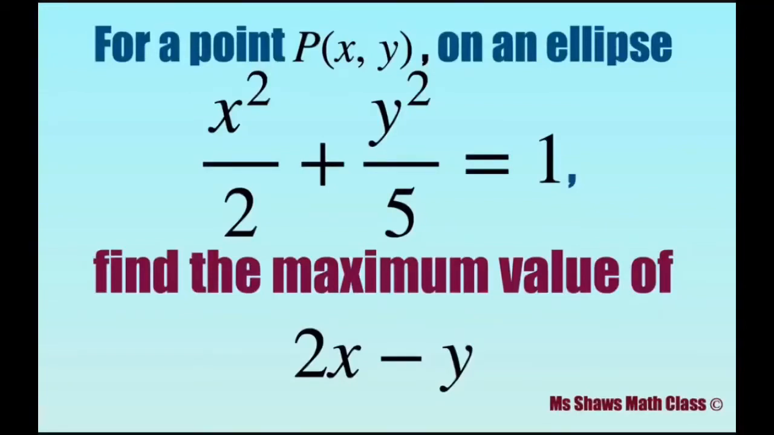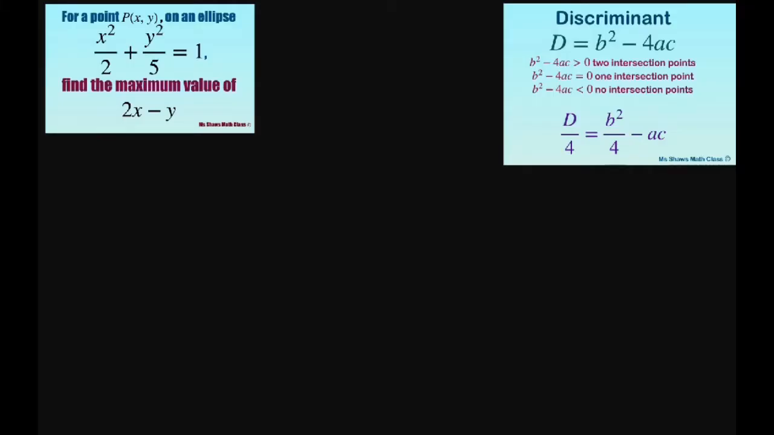Everyone, for a point P (x, y) on an ellipse given here, x squared divided by 2 plus y squared divided by 5 equals 1, we're going to find the maximum value of 2x minus y. To make this a little easier, let's let this maximum value of 2x minus y be t. So we're going to say 2x minus y equals t.